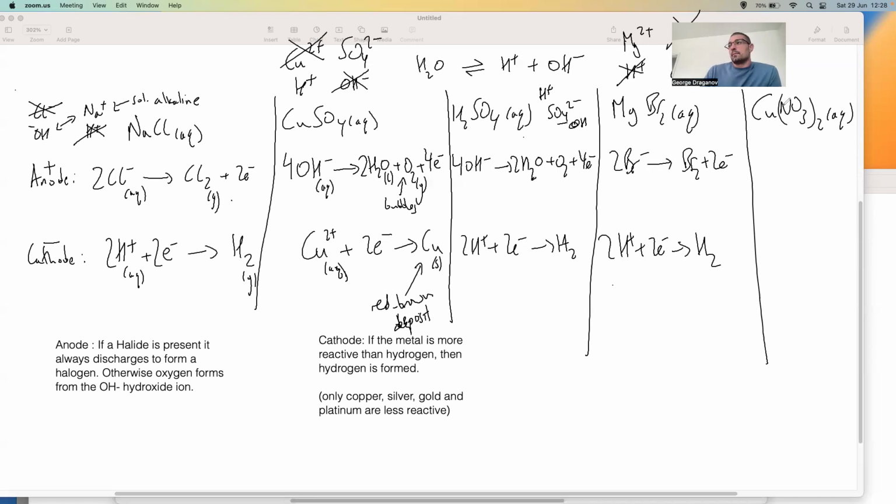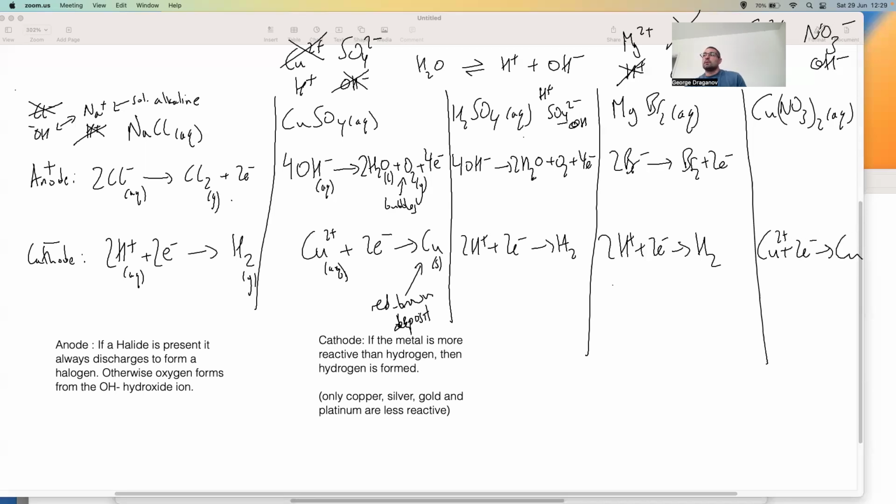And the last one, we have Cu2 plus and NO3 minus. We also have H plus and OH minus. Now, copper is less reactive than hydrogen, so the copper will go to the negative electrode. So you get the same equation as this.